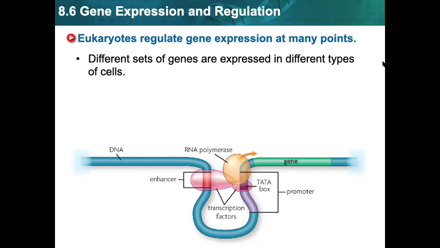Different sets of genes are expressed in different types of cells. That means a brain cell versus a muscle cell versus a skin cell. Within the body, each individual cell has different genes turned on and off to make those cells work differently.